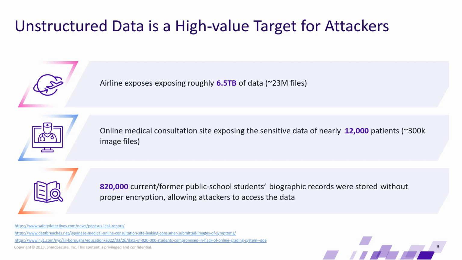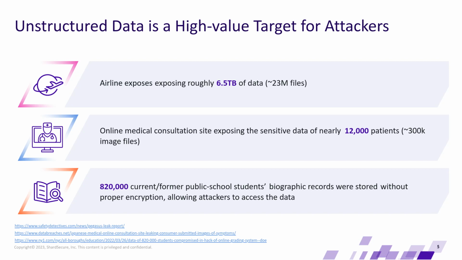Speaking of that, we have three examples here from recent data leaks. Talking through them, they really go across different verticals and affect everybody. The first one is an airline, which exposed 6.5 terabytes of data, about 23 million files. The files included things like flight plans, navigation, source code. It was really a whole bunch of things that were important for that organization. The next one was in healthcare, think of a telemed type arrangement, where this particular organization leaked data for 12,000 patients, or about 300,000 image files. So lots and lots of data, lots and lots of issues there.